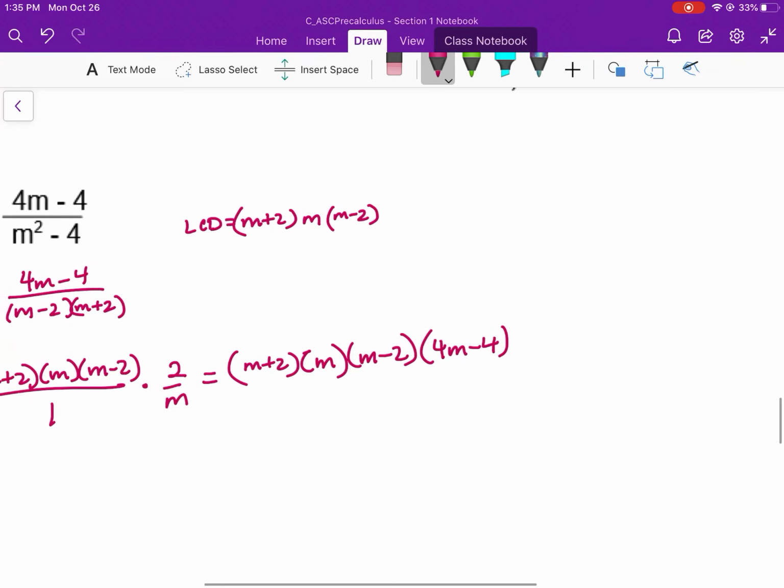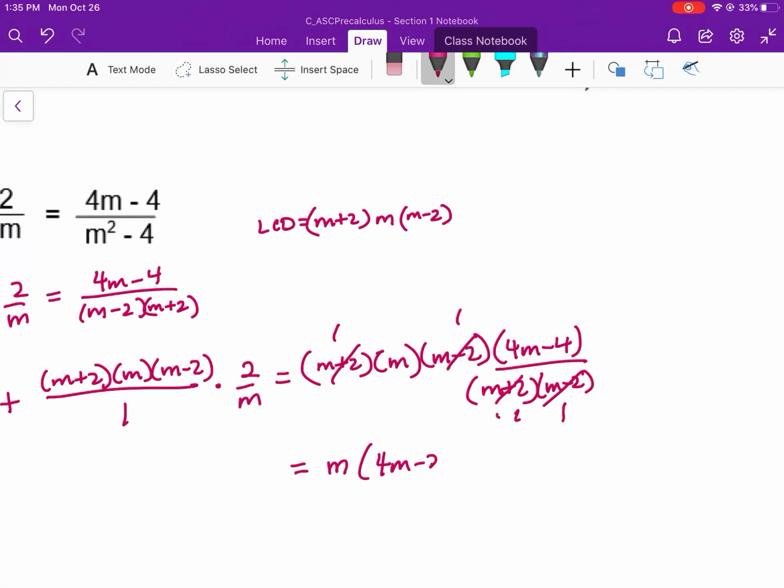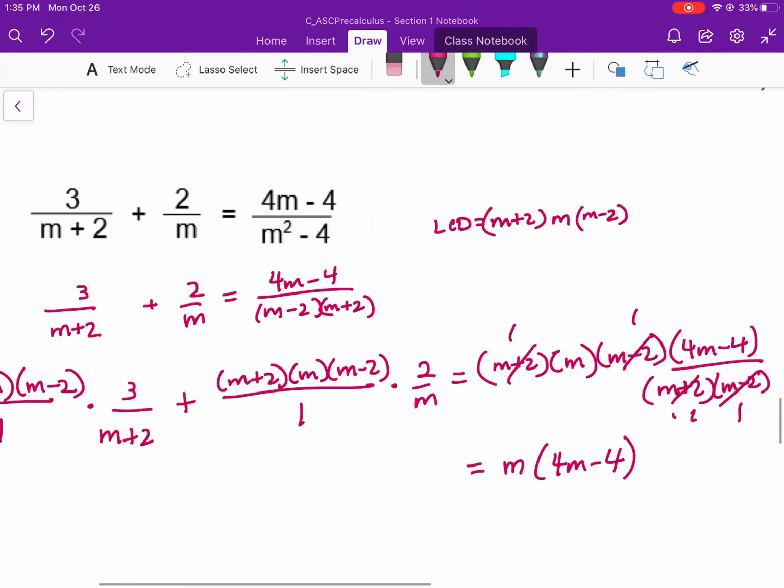4 over m plus 2 m minus 2. All right, so I cancel the m plus 2's, I cancel the m minus 2's, I'm left with m times 4m minus 4.